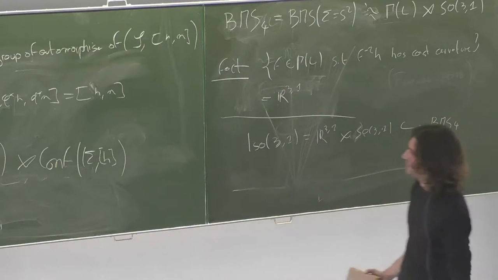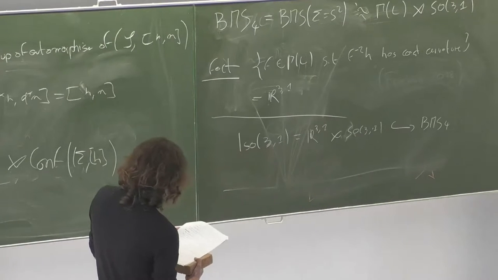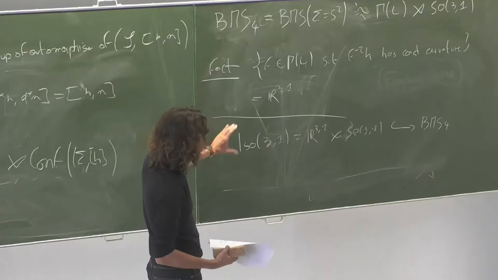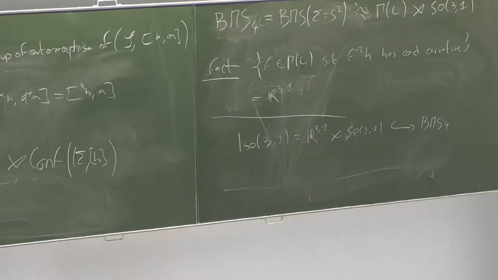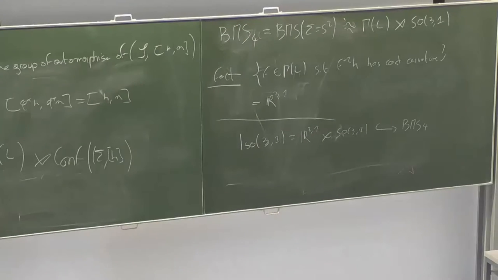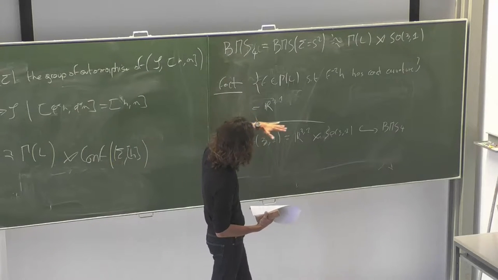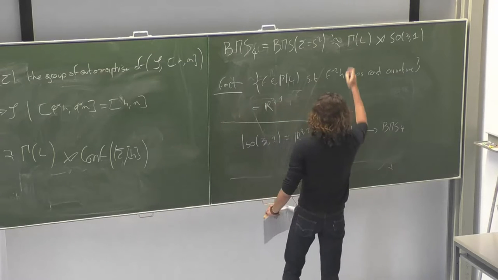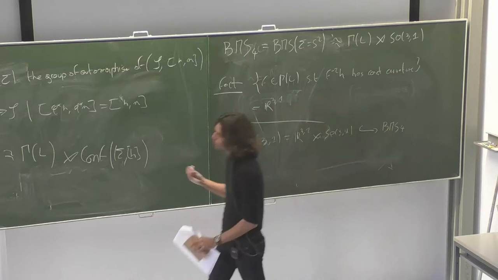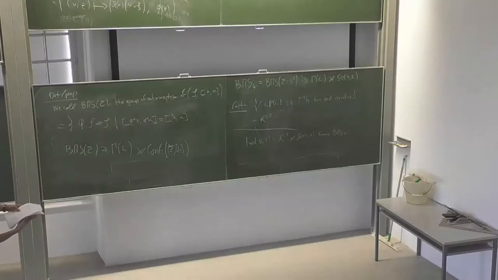I'm sorry, this is getting to the end, so I have to rush. Of course, the problem is that there is nothing unique about this embedding, because the way you do it is that you choose a trivialization. In general, it doesn't make sense. R(3,1) is always canonically embedded in here, but the Poincaré group is not. You always have this subspace of supertranslations, which are just usual translations, but you cannot embed Poincaré uniquely in there.